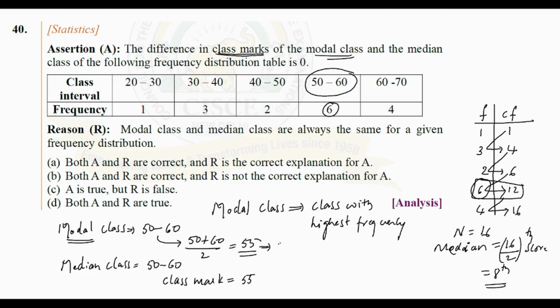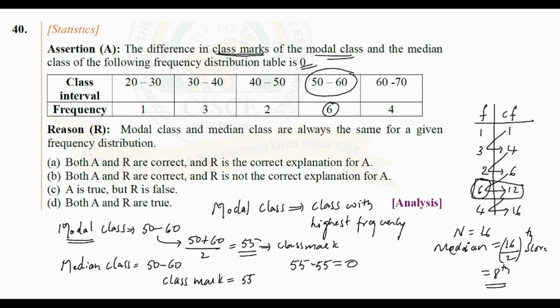Here also this is nothing but the class mark. Now let us see what is the question there. The difference in class mark of the modal class and the median class of the following distribution table is 0. Yes, absolutely it is 0, because we get it as 55 minus 55, which is equal to 0. So assertion is true.